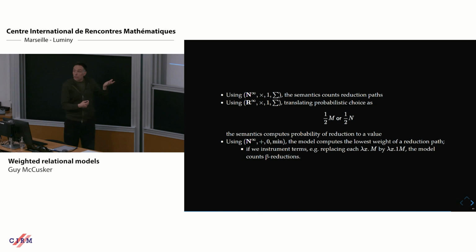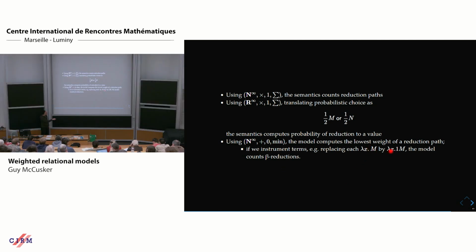So one thing that you can do is to take a lambda term that you're interested in, a non-deterministic lambda term, let's say, and replace every lambda x. M with lambda x. 1 M. Now this 1 is not the multiplicative unit anymore. This is the number 1 that's like a tick that says, I took a step, I took some time.